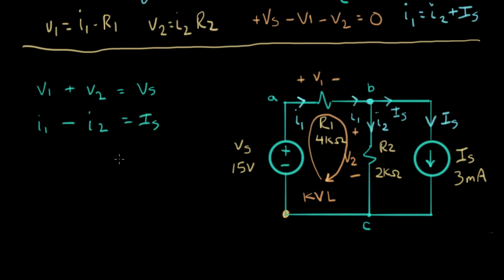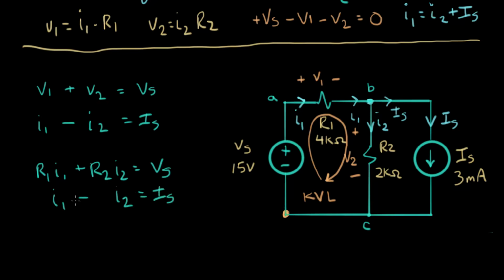And now I have 4 variables here, and I'm going to start doing substitutions based on these expressions up here. These are my Ohm's law expressions. So we're going to use those to substitute for the voltages, and we're going to solve the whole thing in terms of currents. So the first equation becomes V1 is R1I1 plus R2I2 equals Vs. Second equation stays the same. I1 minus I2 equals Is.